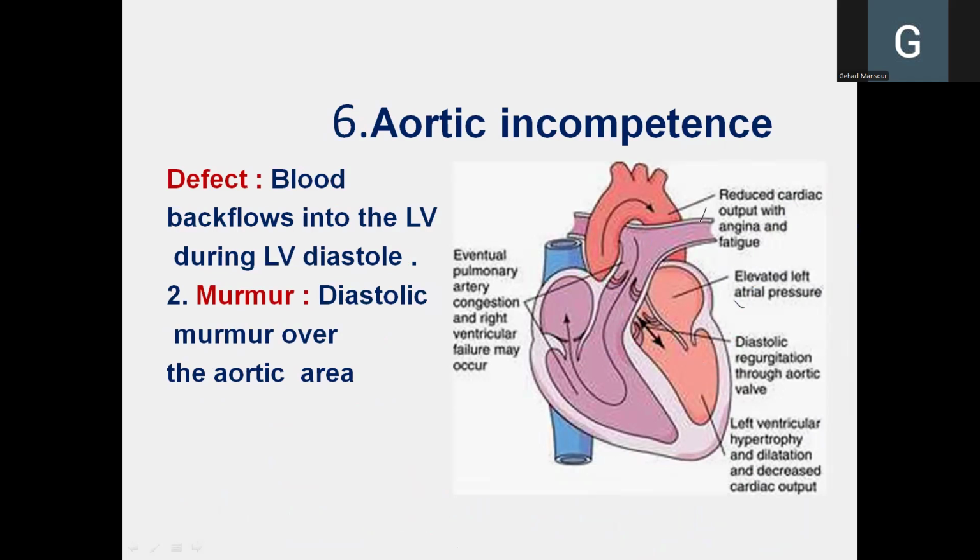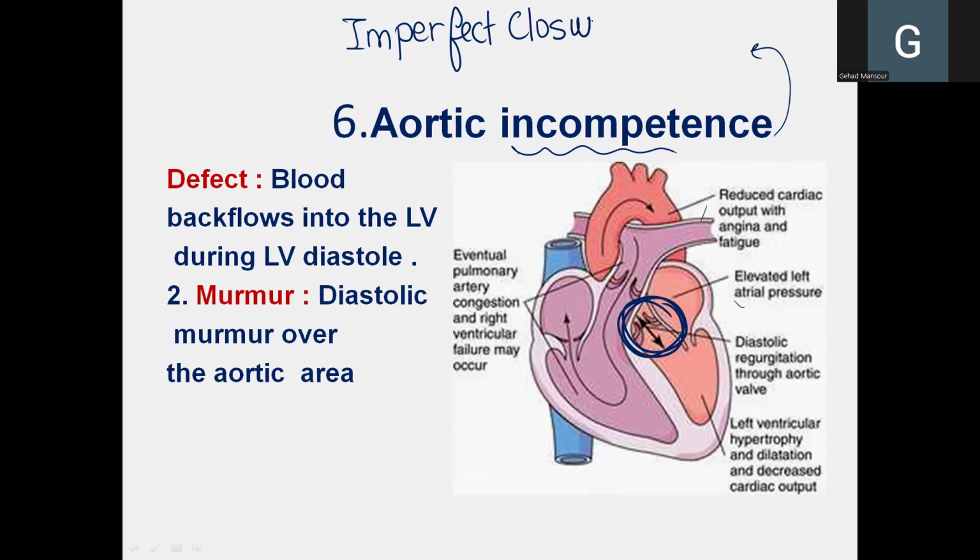In aortic incompetence, this is a serious condition when you have incompetence of the aortic valve. This is the aortic valve. And incompetence means that, first of all, you have imperfect closure. The imperfect closure might be because the cusps cannot close or because the valves are damaged, so they become far away from each other. Anyway, the ultimate result in aortic incompetence is imperfect closure.